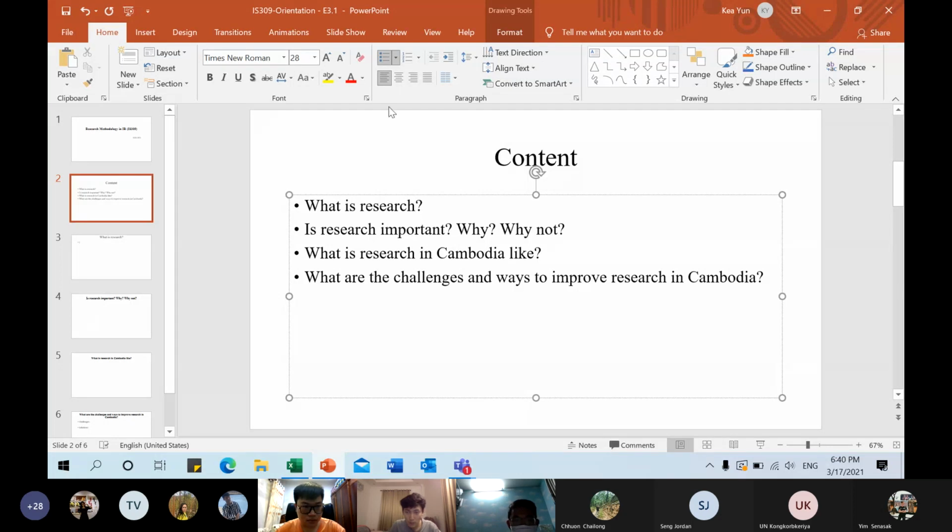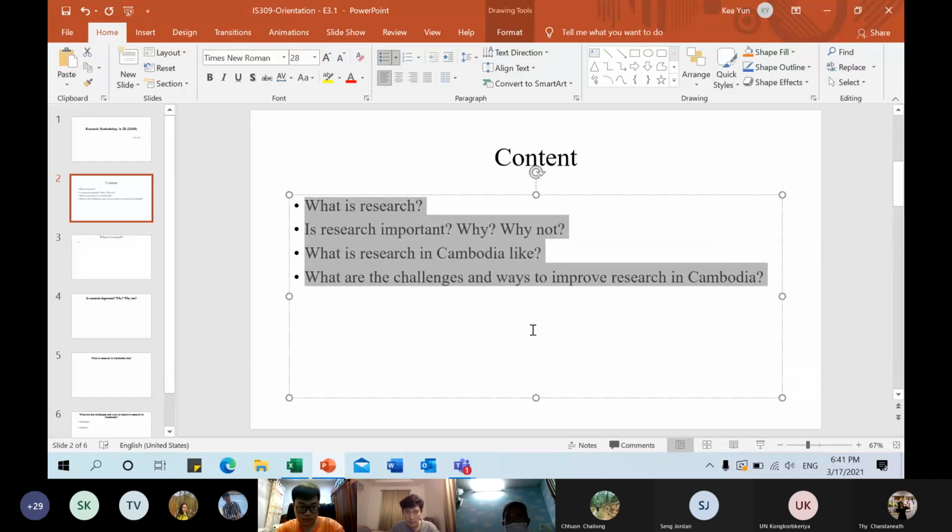Question 3 involves assessing the situation of research in Cambodia. So we ask the question: what is research in Cambodia like? What is your general impression about research in Cambodia? And what are the challenges of research in Cambodia, and how can we solve those challenges to improve research in Cambodia? So we have 4 research questions. Okay.